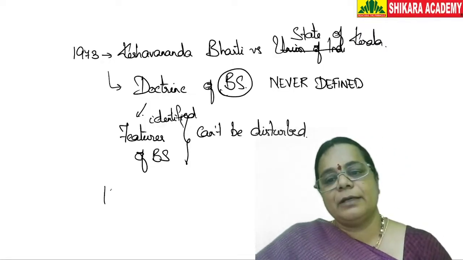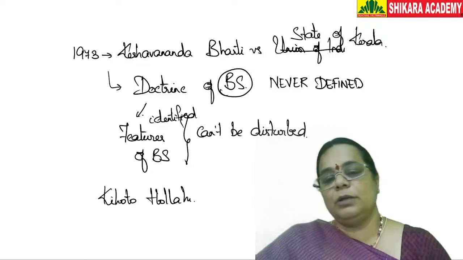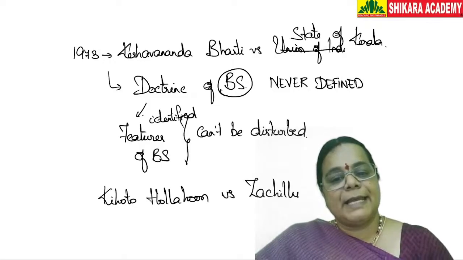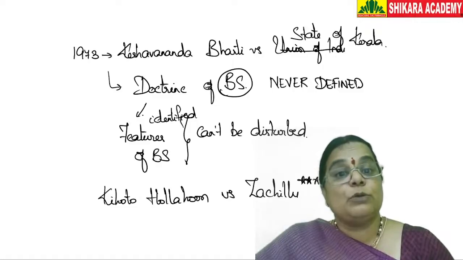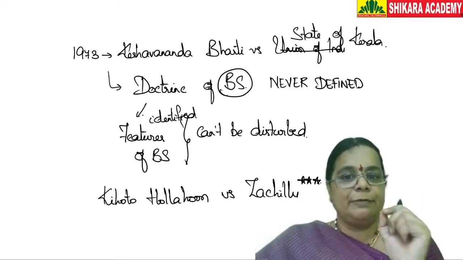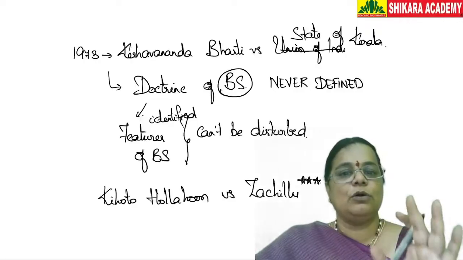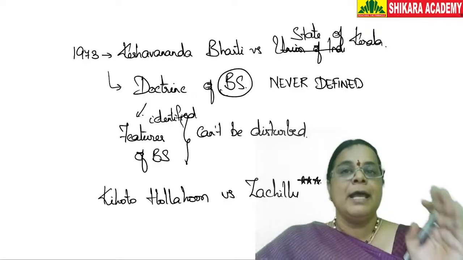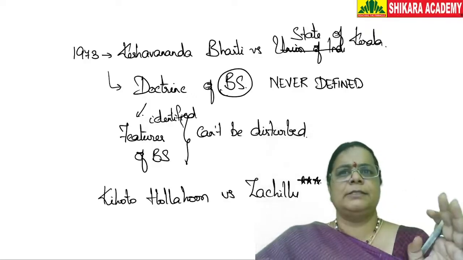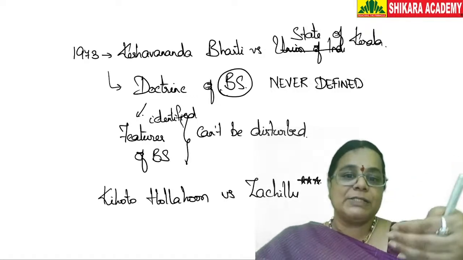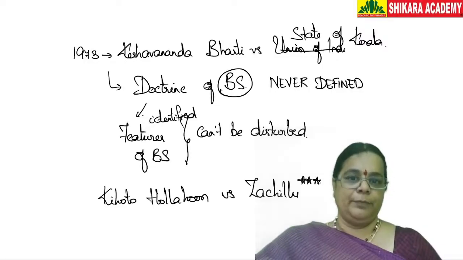For example, we have an important case called Kihoto Hollohon versus Zachillhu. This case is extremely important. It is related to anti-defection. In this case, the Supreme Court upheld the anti-defection law, but it also declared free and fair elections as part of the basic structure. Likewise, in S.R. Bommai versus Union of India, the Supreme Court declared federalism and secularism as part of the basic structure of the Constitution. So the basic structure doctrine evolved over a period of time.